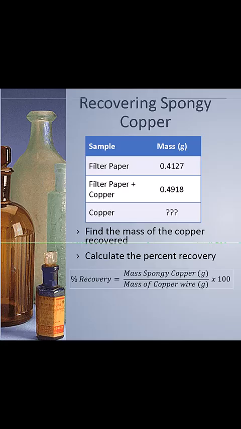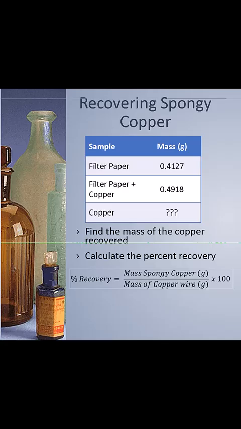And then after we do the filtering and recover that copper, the mass of the filter paper with the copper you will see is 0.4918. So you need to determine what is the mass of the spongy copper. You need to subtract off the filter paper weight. So that's our first task.